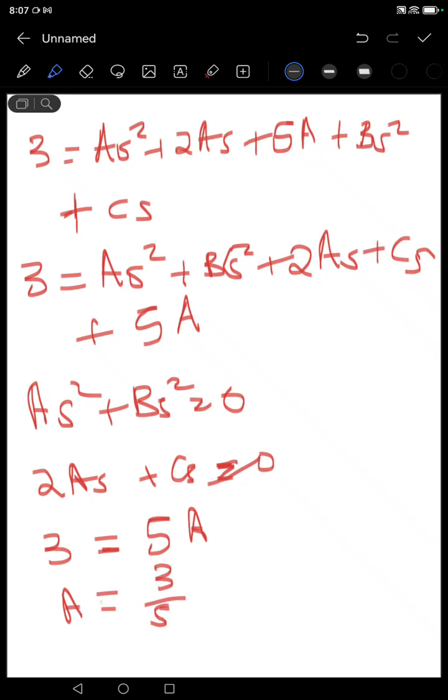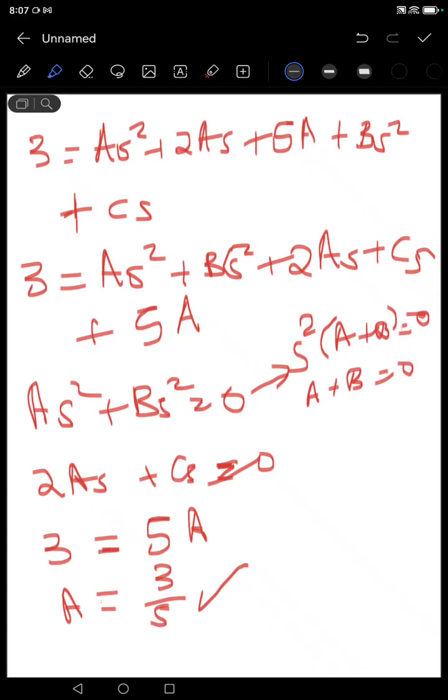3 over 5. Okay, we're done with a, we got the value of a, and now let's look for b. Here we have as squared plus bs squared equals 0, so we can take out the common factor of s squared: s squared into a plus b equals 0. We divide both sides by s squared, and therefore a plus b equals 0, because 0 divided by s squared is 0. We have the value of a, which is 3 over 5. Therefore b is going to be negative 3 over 5, right? So we are done with b.